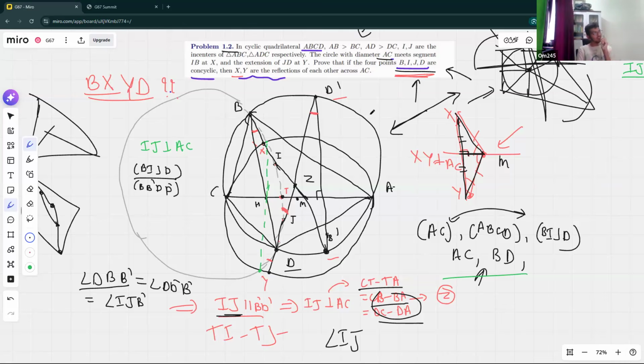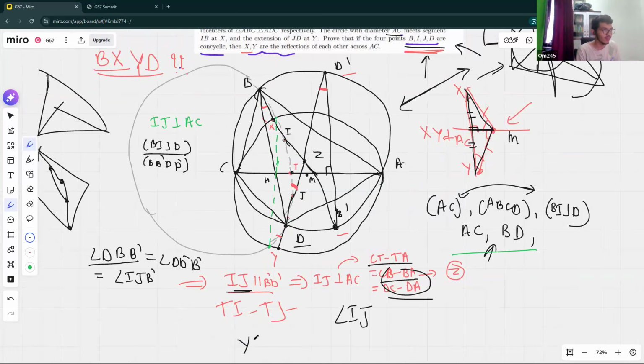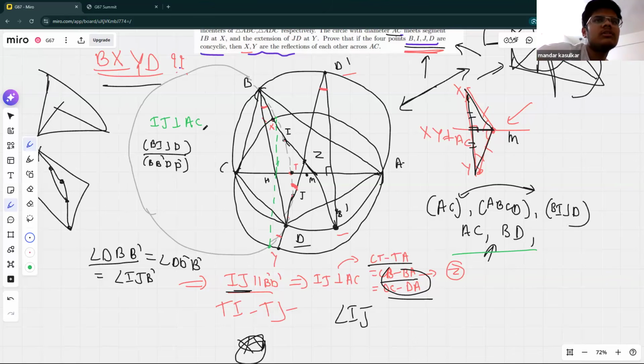Now actually, wait. How can we prove those are actually collinear? Sorry, cyclic. First of all, whatever we want to prove, BXYD is cyclic, and what are the ways? Because if that's cyclic, by angle chasing we get IJ is parallel to XY. We might try to show X, such Y collinear.